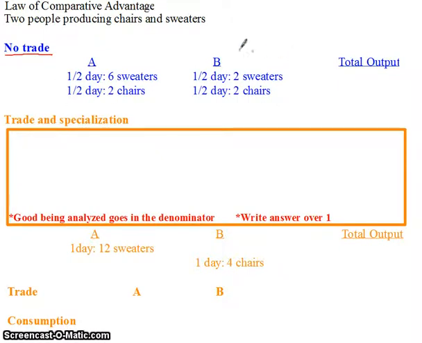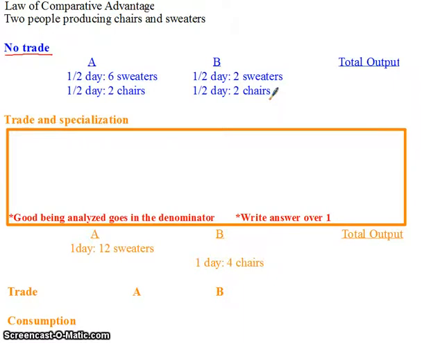In one day, in half a day, person A can produce 6 sweaters, and in the other half of the day, they can produce 2 chairs. And person B, in half a day, can produce 2 sweaters, and in the second half of the day, they can produce 2 chairs.